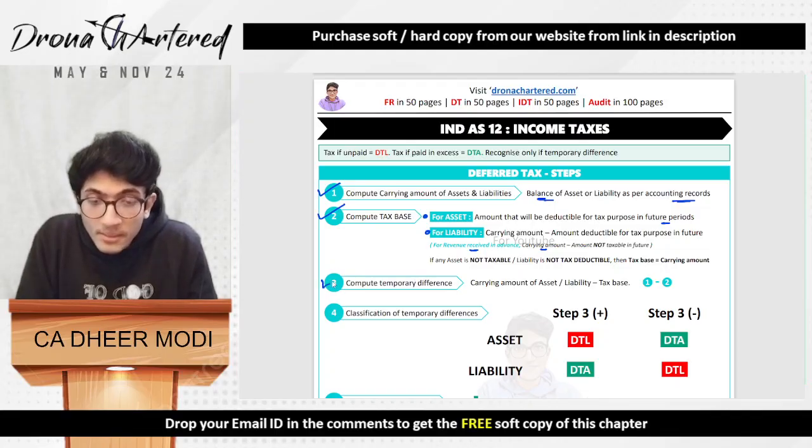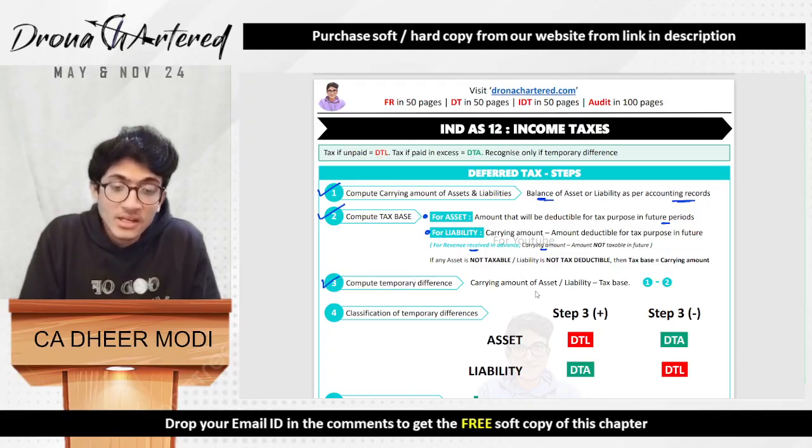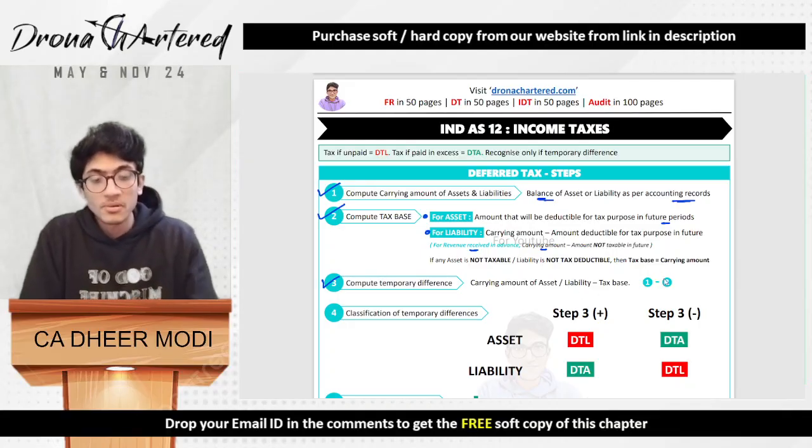Third is to compute the temporary difference. Temporary difference is the carrying amount of asset or liability minus the tax base. That is your step 1 minus your step 2.